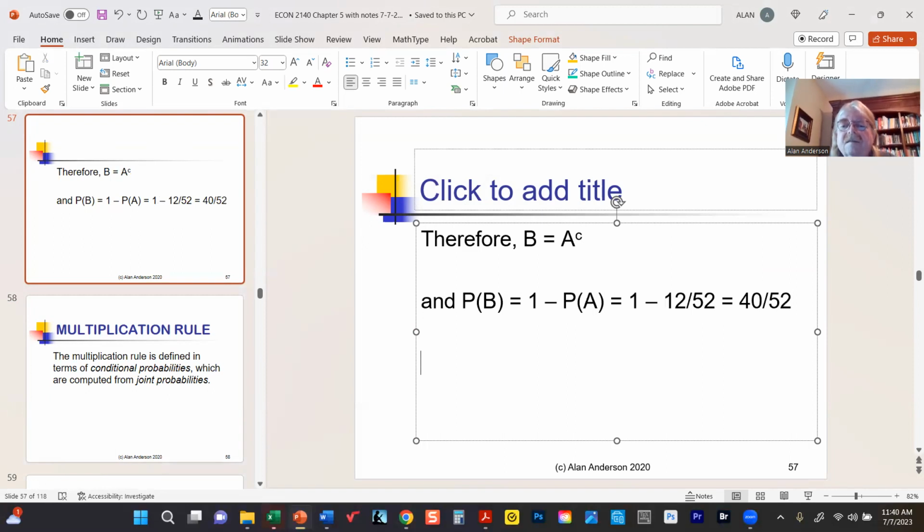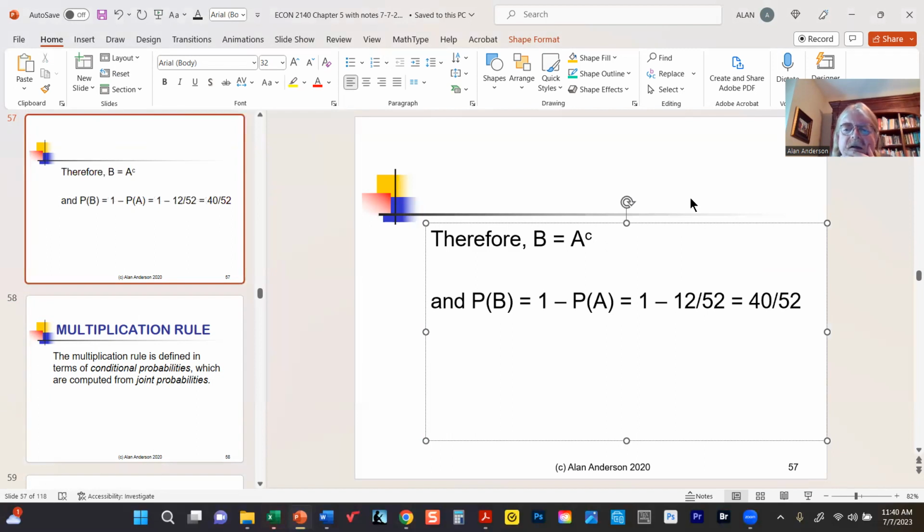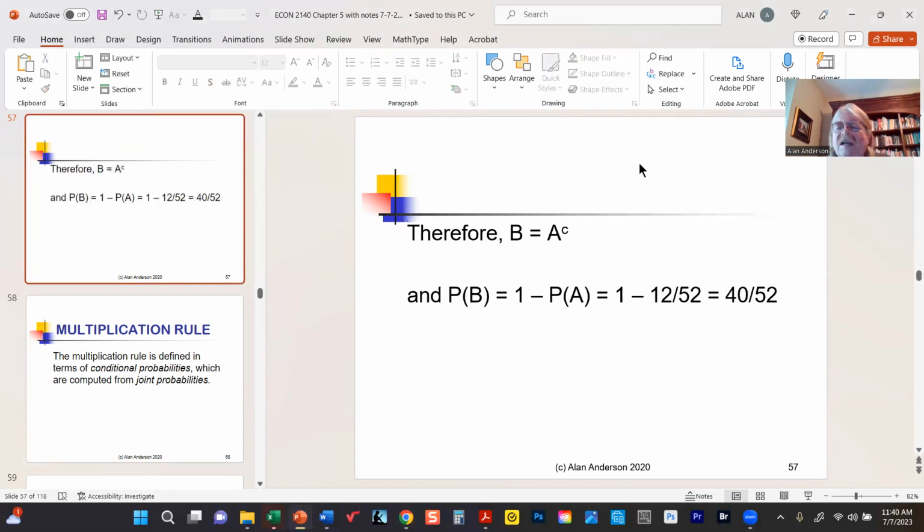And that's it. You notice what I was able to do. I was able to avoid counting all the spot cards by noting that the royal cards, there's 12 of them, which implies the remaining 40 must be spot cards. And therefore, my probability is simply 40 out of 52. So I may have saved myself a little time with that, especially if there's a large sample space. Sometimes this approach can be very, very useful.